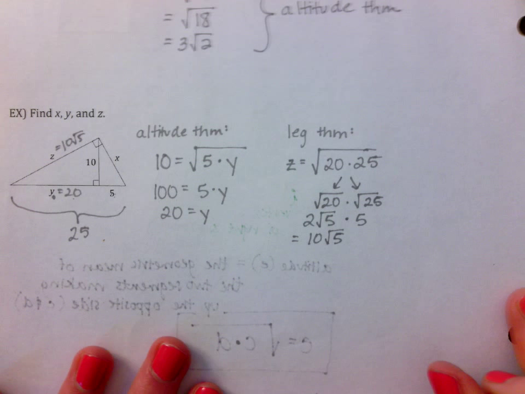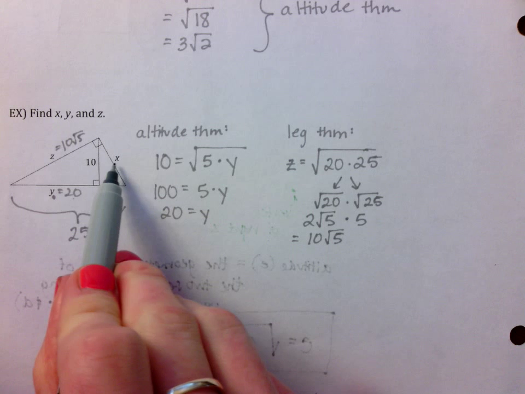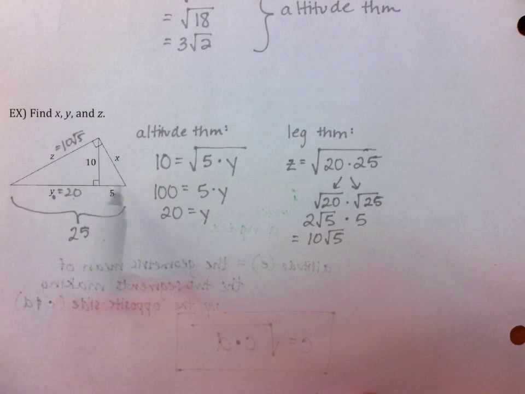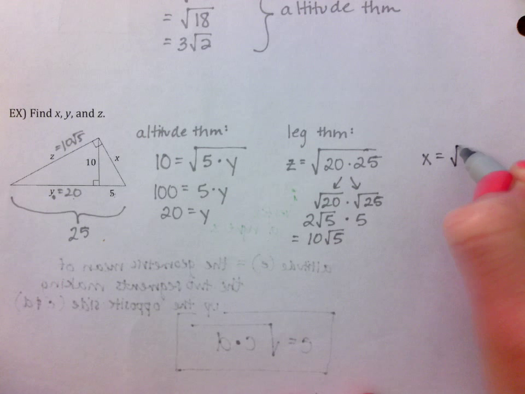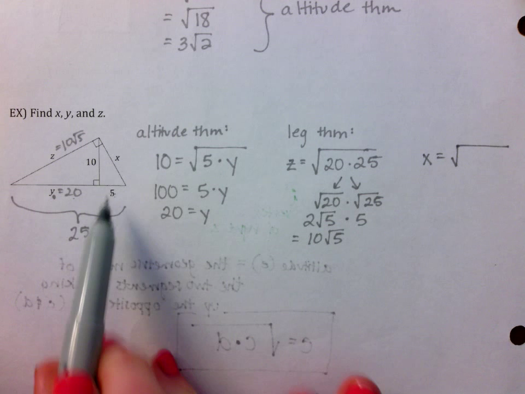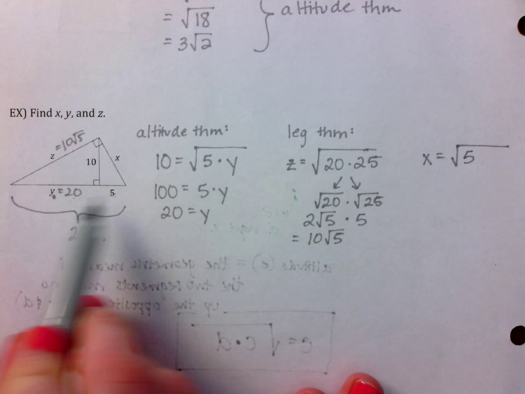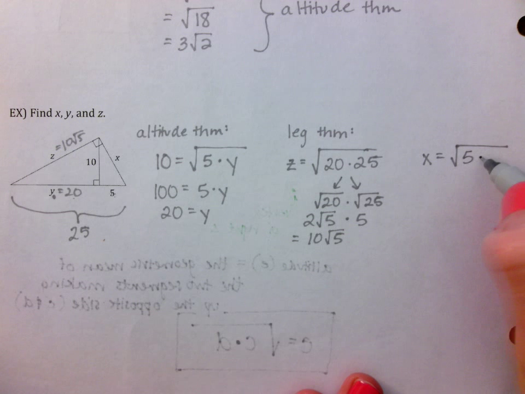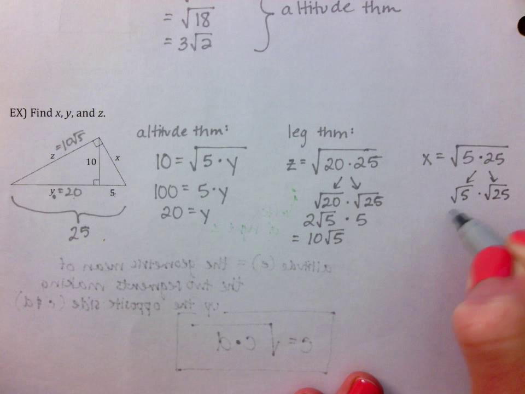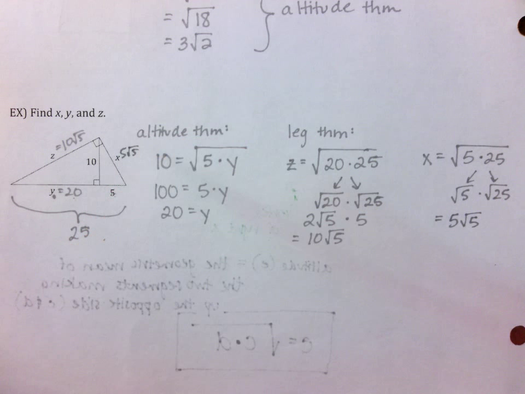All right, and let's do that one more time to find x. Again, the hypotenuse of the small little triangle formed, x, is equal to the geometric mean of its leg, 5, and the entire hypotenuse of the original big right triangle. Again, I don't want to multiply that out and then take the square root of it, so I'm going to split it. It becomes root 5 times root 25. This becomes 5, so my final answer for x is 5 root 5. And there we've solved for x, y, and z.